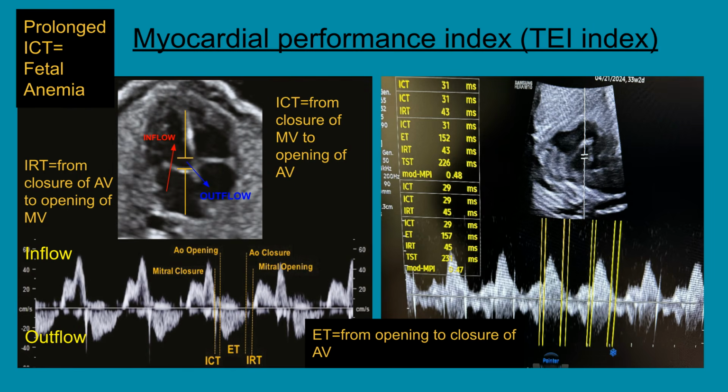ICT is the time from the closure of the mitral valve, or MV, to the opening of the aortic valve, or AV. IRT is the time from the closure of the AV to the opening of the MV. ET is the ejection time, from the opening to the closure of the AV. Prolonged ICT may indicate fetal anemia.